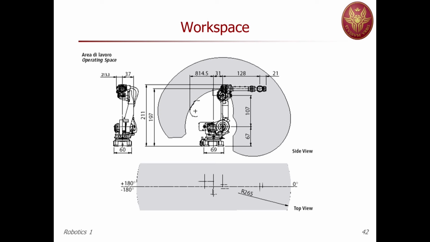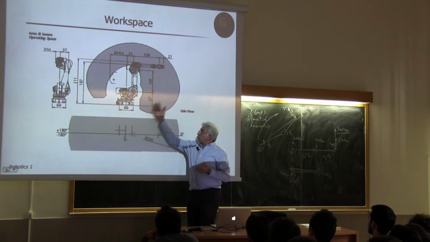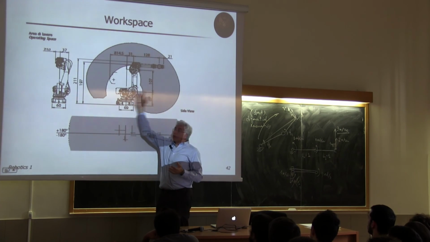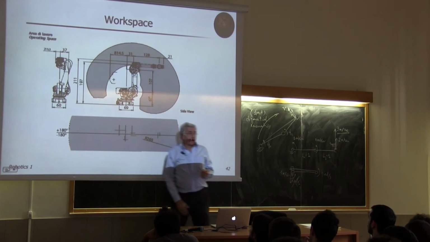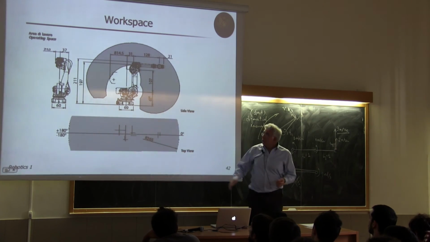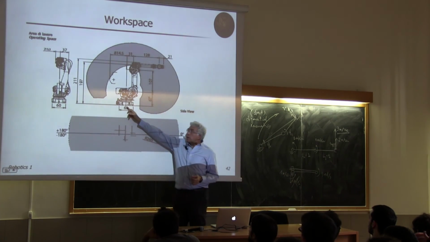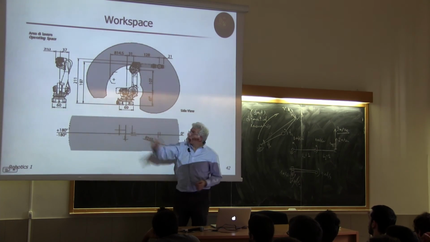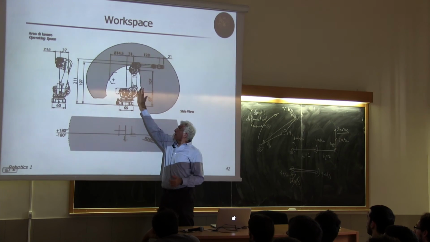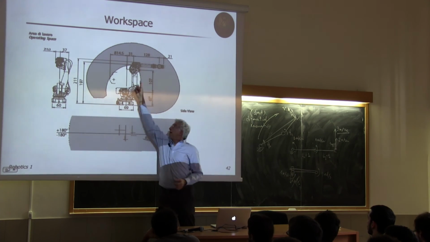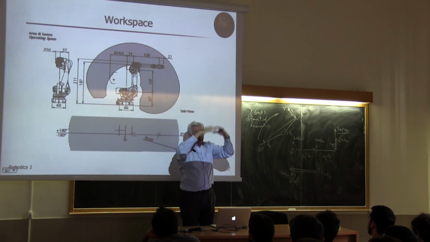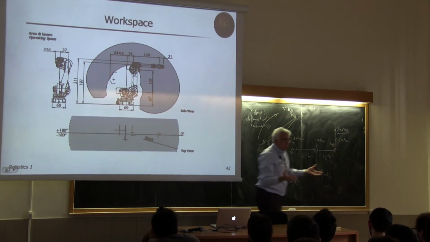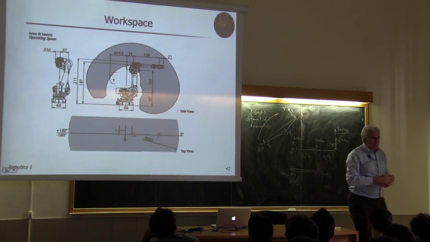Okay? Now, it's very difficult to figure out the workspace of a robot in general. You should imagine how do you use this section of the workspace? Well, essentially, in this case, the joint base can rotate 360 degrees. So you take this section, you rotate it in space around the vertical axis, and you generate a solid object, which is the workspace. Okay?